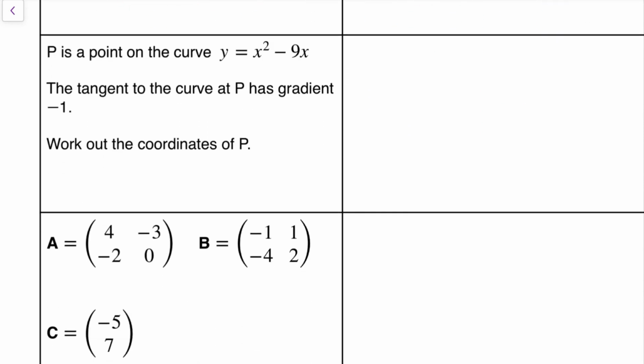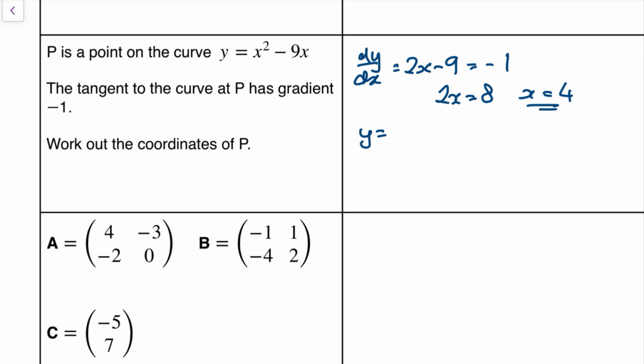Next question. P is the point on the curve with y equals this thing here. The tangent to the curve has gradient -1. Work out P. Okay, so typical question we've seen a few times. So dy/dx is equal to 2x minus 9. It then says the tangent to the curve has gradient -1. So in other words, which x value gives me -1? Add 9 to both sides gives me 8. Divide by 2 gives me 4. So therefore x equals 4 is the value I care about. If x equals 4, then y is equal to 16, 4 squared, minus 9 times 4, which is 36. Which is going to be -20, which means my coordinate P is (4, -20).